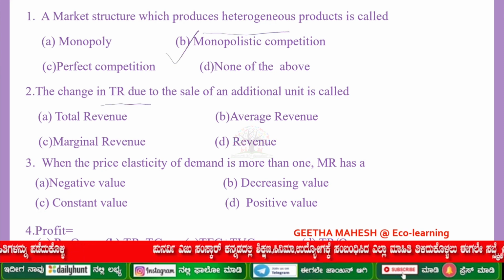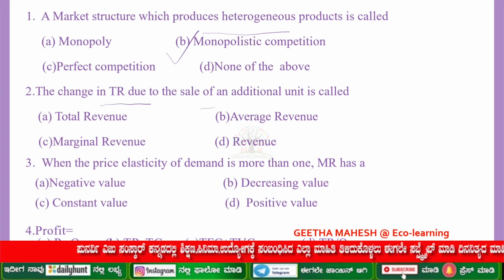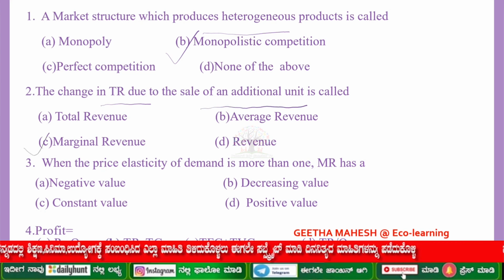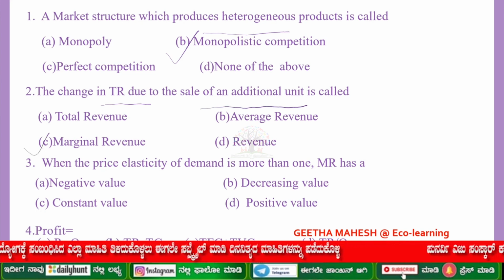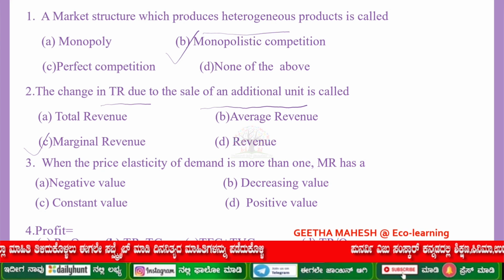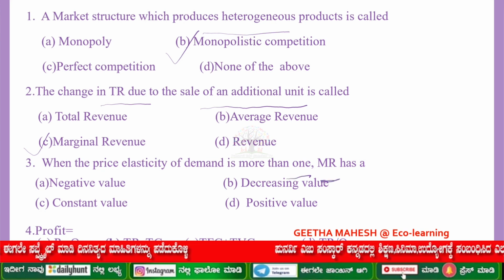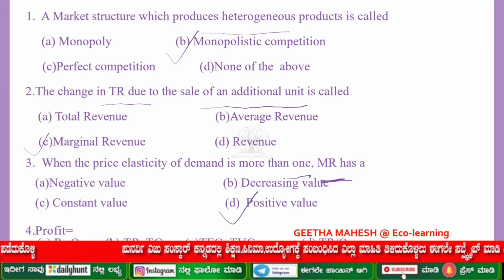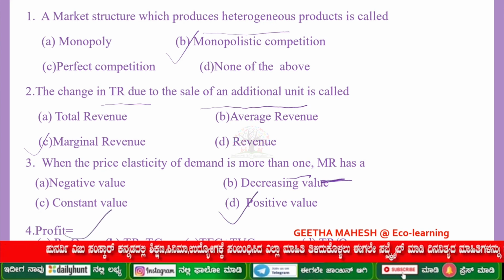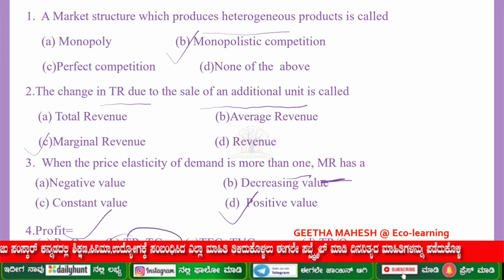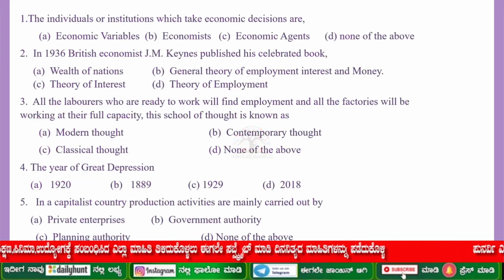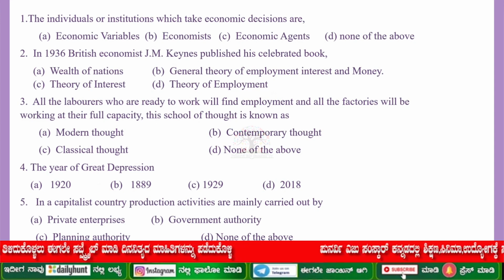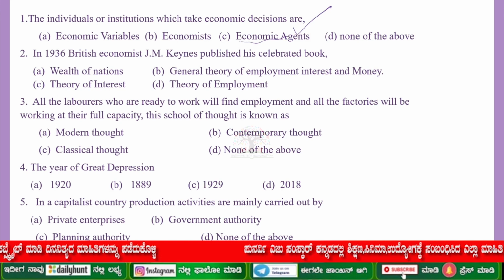Change in TR due to the sale of an additional unit is called marginal revenue. When the price elasticity of demand is more than 1, then marginal revenue has a positive value. The profit is equal to TR minus TC. Individuals or institutions which make economic decisions are called economic agents.